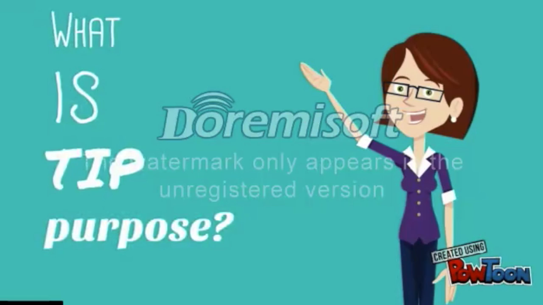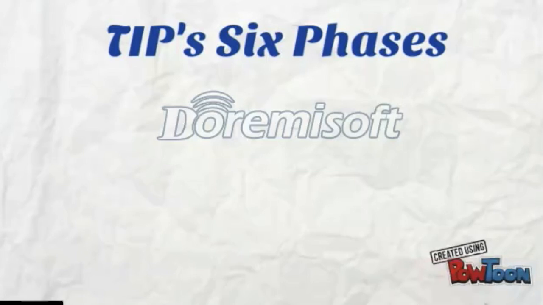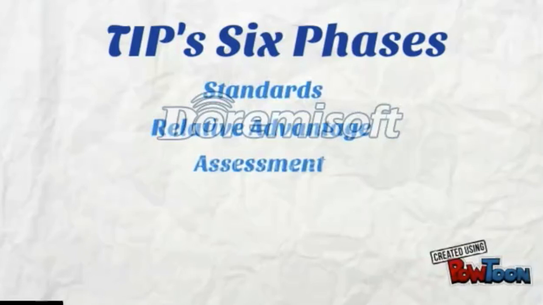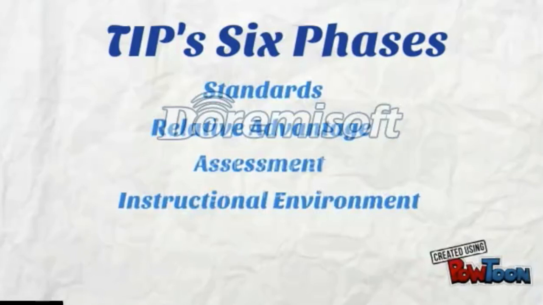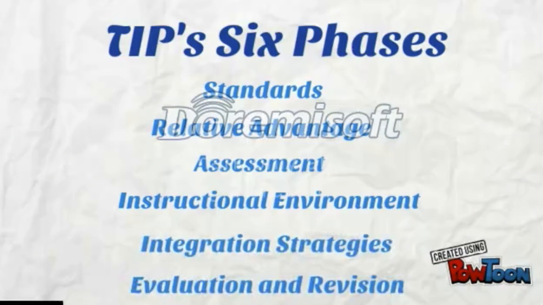TIP is made up of 5 phases. Each of these phases outlines a set of planning and implementation steps that help ensure technology integration use will be effective and successful in meeting needs. TIP's 6 phases include standards, relative advantage, assessment, instructional environment, integration strategies, and evaluation and revision.